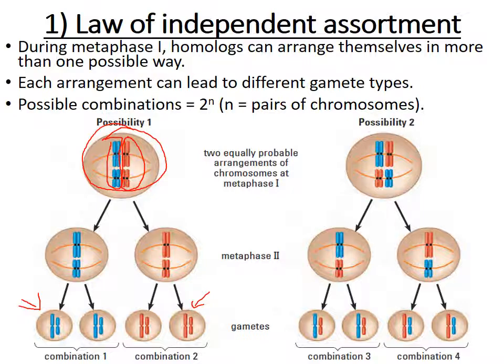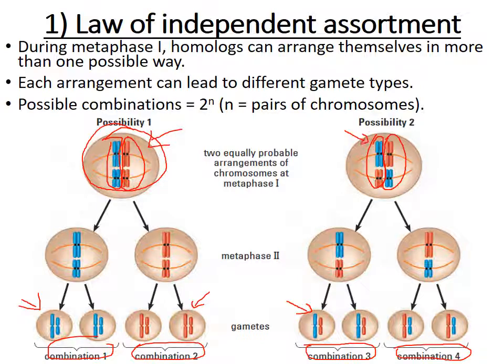Now, that's one possibility. The other possibility is that the big blue lined up with the small red, and the big red lined up with the little blue. If that happens, you get gametes that look like this: big blue, little red, big red, little blue. So you'll notice that you get 4 combinations, 4 possibilities of gametes, because of the possibilities in the arrangement at the metaphase 1 plate.